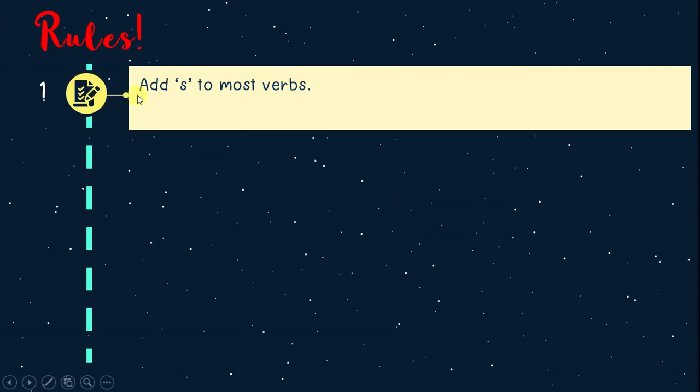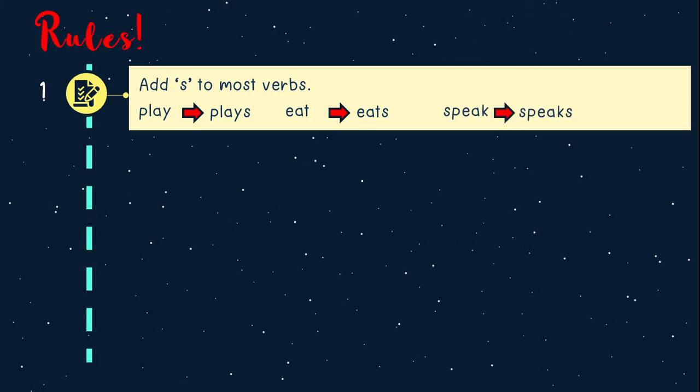Rule number 1: we add s to most verbs. Kebanyakan verbs kita tambah s dekat hujungnya. For example, play, it will become plays. Eat, it will become eats. Speak, it will become speaks. Okay, that is rule number 1.